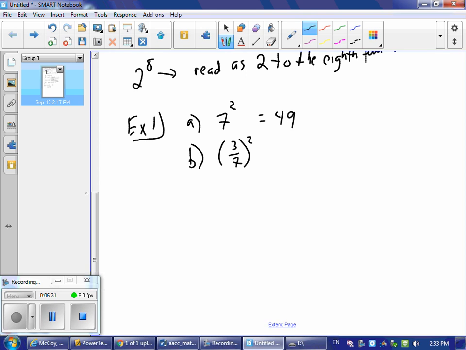Letter B, when you see a fraction, people start to think, oh, I don't know how to do that, but you do. Because 3/7 squared literally means 3/7 times 3/7. There are two factors of 3/7. Now it's just multiplying fractions, which you guys know how to do. Multiply straight across the top and get 9, straight across the bottom and get 49. So 3/7 squared is 9/49. And it really is that simple to do.